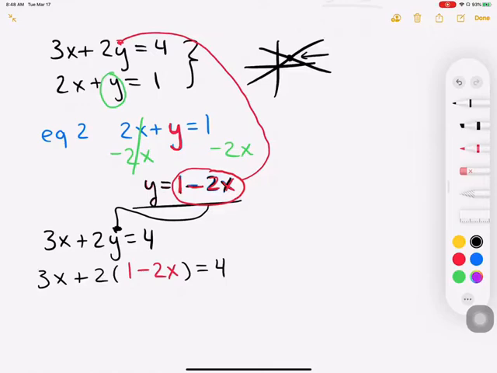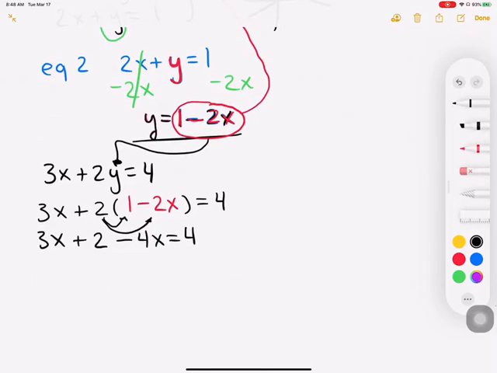So the first thing is I'm going to get rid of the parentheses. I'm going to distribute: 2 times 1 is 2, then 2 times negative 2x is negative 4x, equals 4. I'm going to combine like terms on the left side of the equation. So 3x minus 4x leaves me with a negative x, combining those two terms, equals 4.